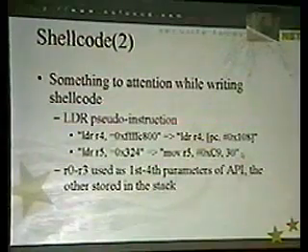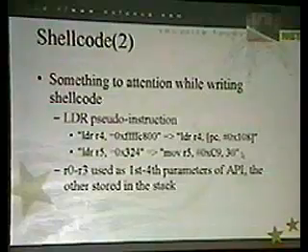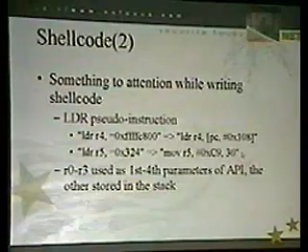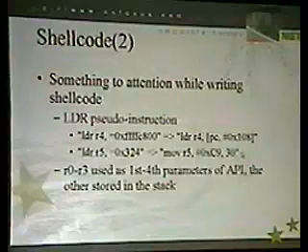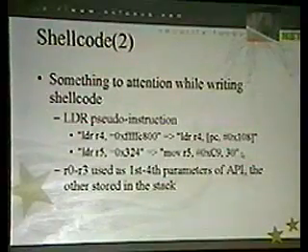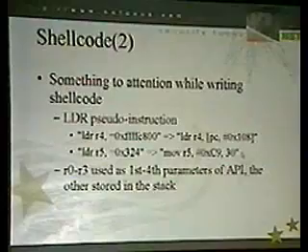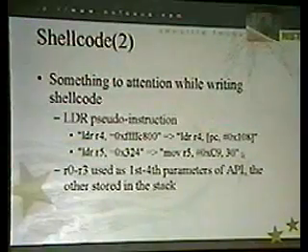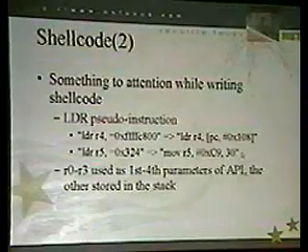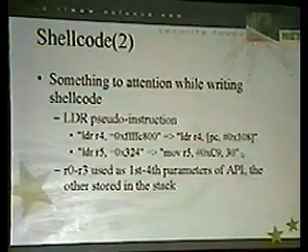Well, in Windows CE, R0 to R3 are used for the first to fourth parameters of the API. If there are more than four parameters, the other parameters are stored in the stack. So we must pay attention while writing shellcode, because the shellcode is always in the stack memory.